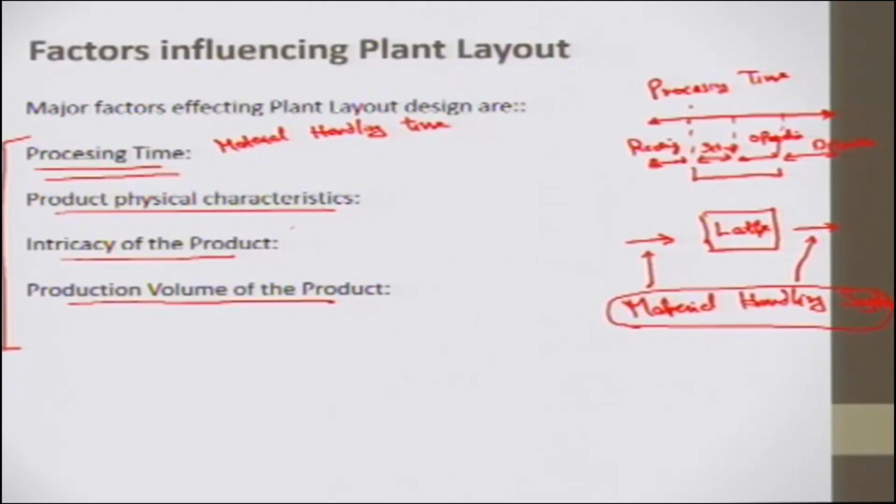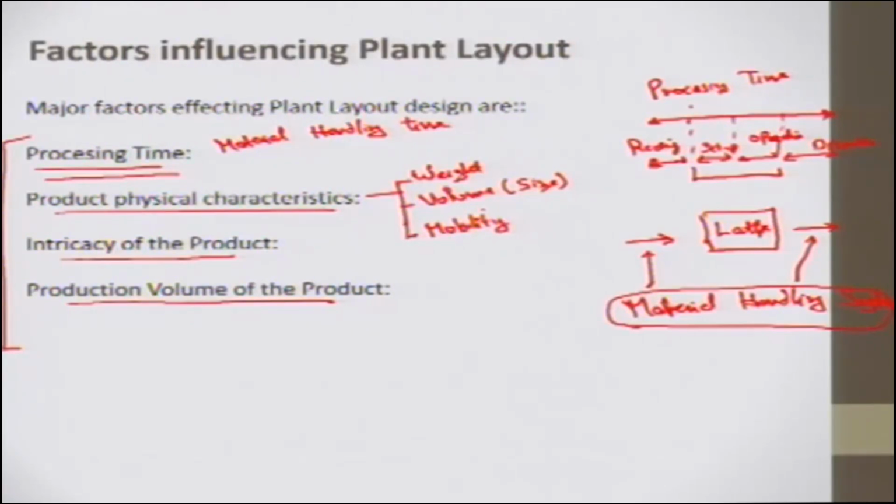Product physical characteristics. By physical characteristics, I would say weight of the product, volume of the product. Here by volume I do not mean the production volume; volume means the physical size of the product, and the mobility of the product, that is, what is the ease of the product movement, could we move the product or does it have to be made in a fixed position.